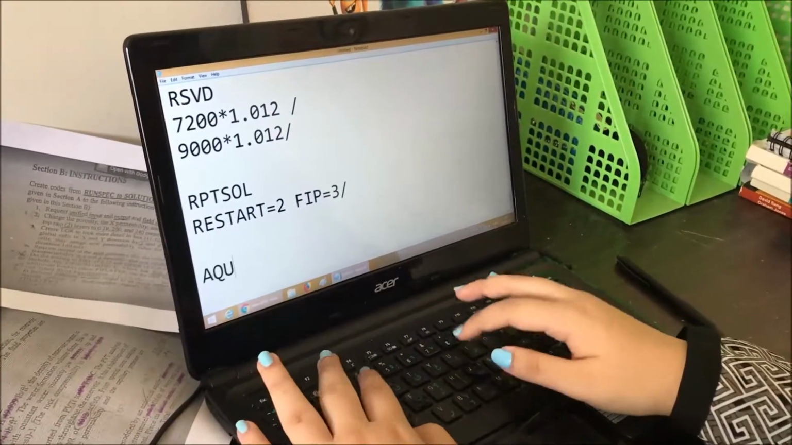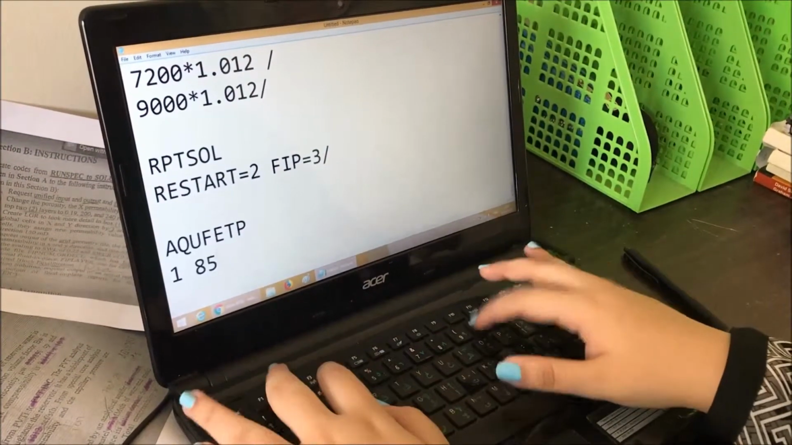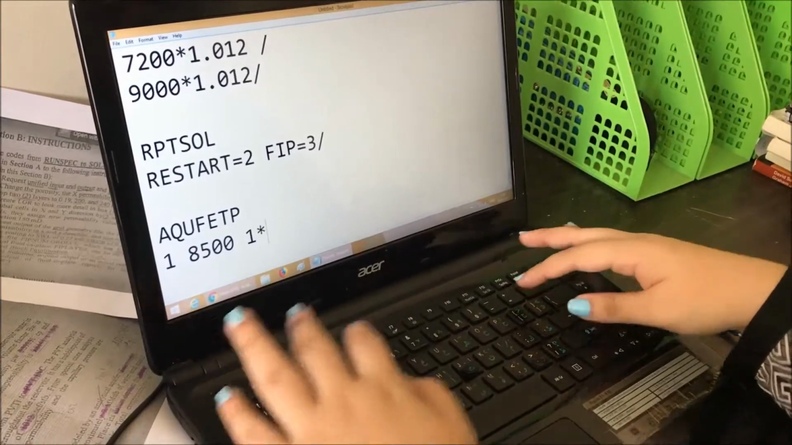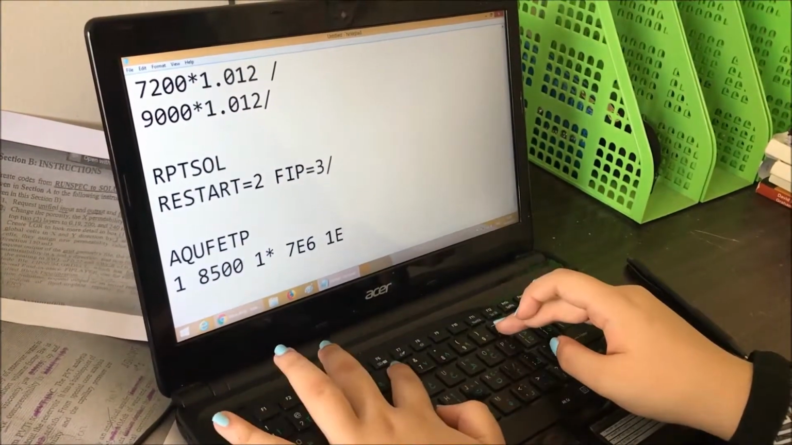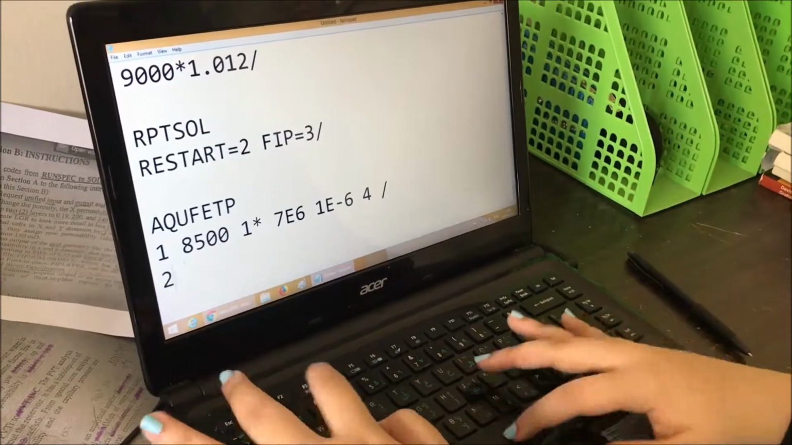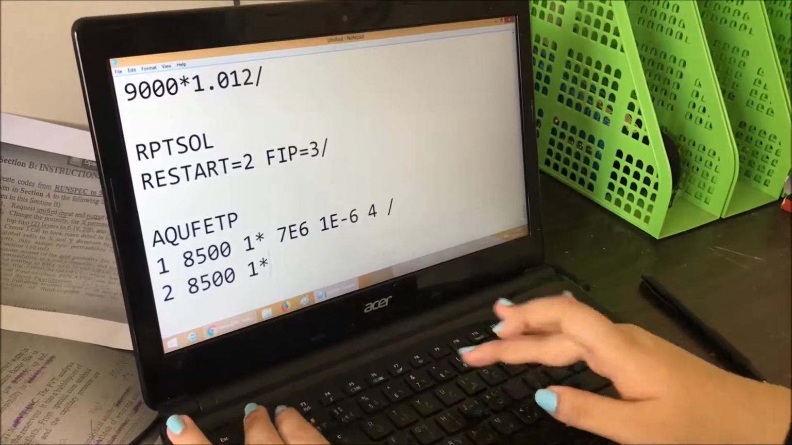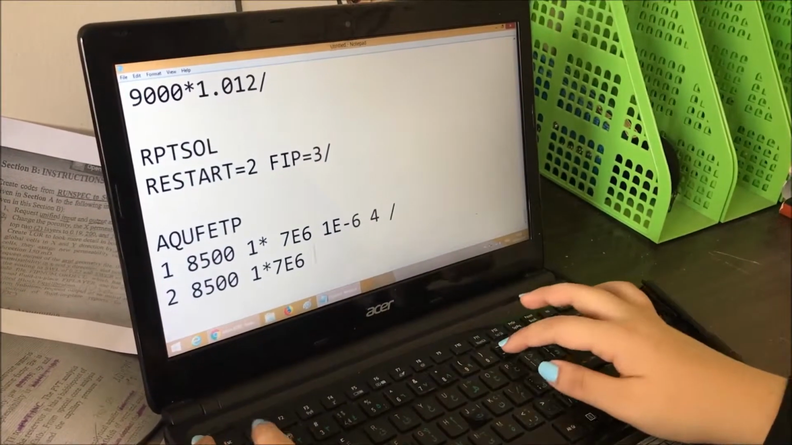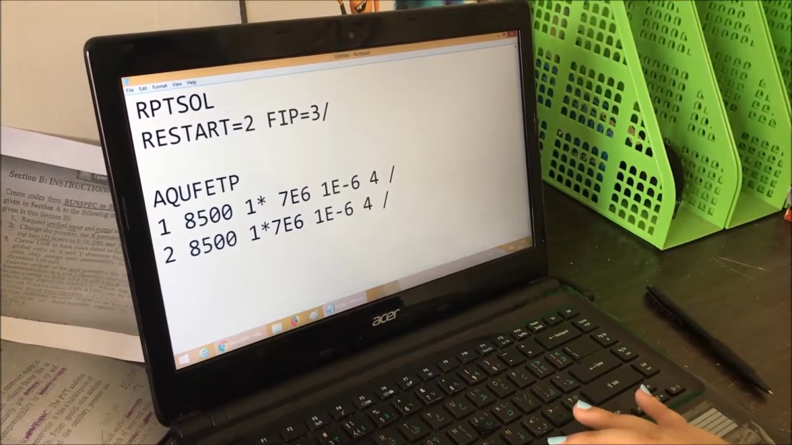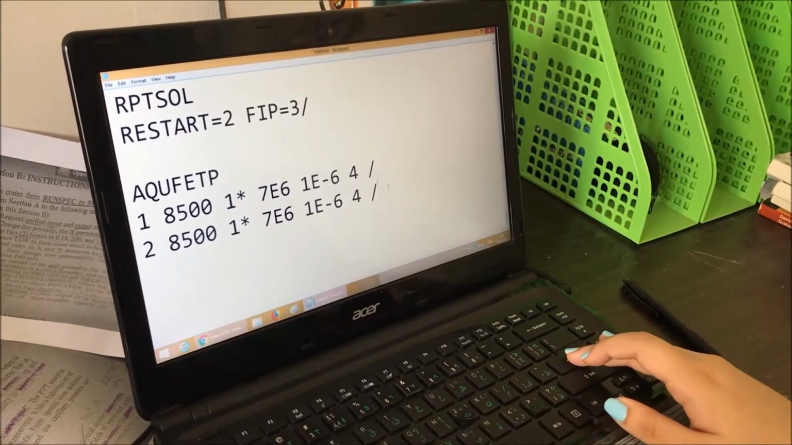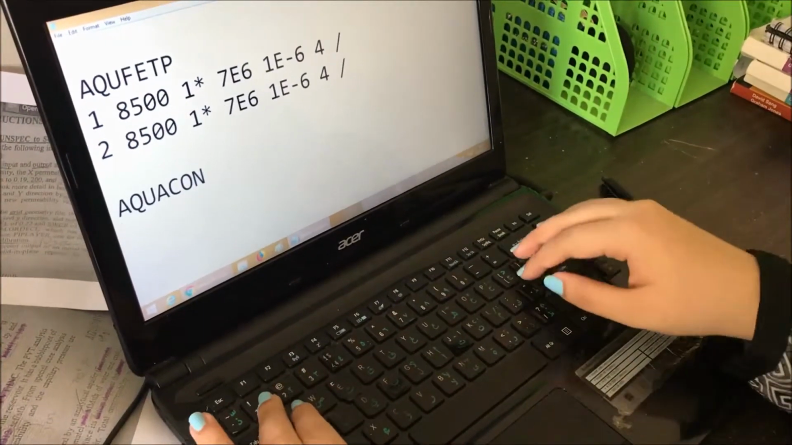As required in the question, we need 2 restarts and the FIP layer and FIP of 3, and hence we included these. The aquifer used here is the Fetkovich aquifer, and hence we use the keyword AQUFETP. The depth of this aquifer is located at 8,500, and the total compressibility is 1 times 10 to the power of 6, as well as the water rate of 7 MMSTB and the supply rate of 4 BBO per day.